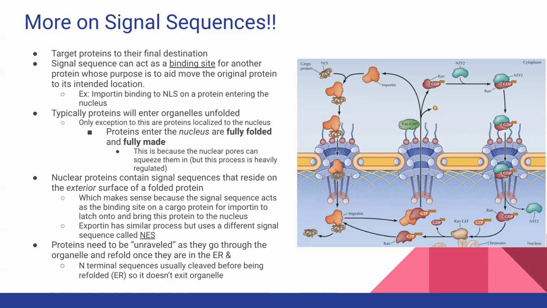And then typically proteins will enter organelles unfolded, like with the ER. Nuclear proteins contain a signal sequence that resides on the exterior surface of the folded protein. It makes sense, because how else would importin or exportin bind to that protein if it's not on the outside? If it's hidden in the hydrophobic core, you won't be able to access it. I've never been tested on this one, but proteins need to be unraveled as they go through the organelle and then they refold once they are in the ER.